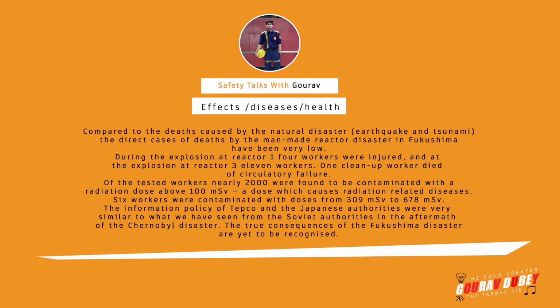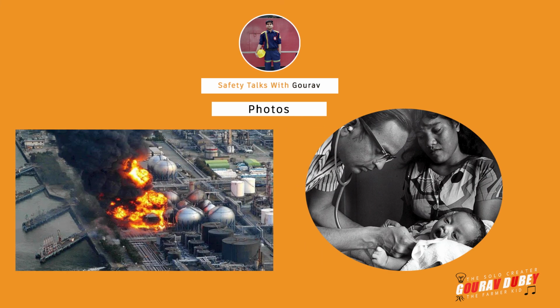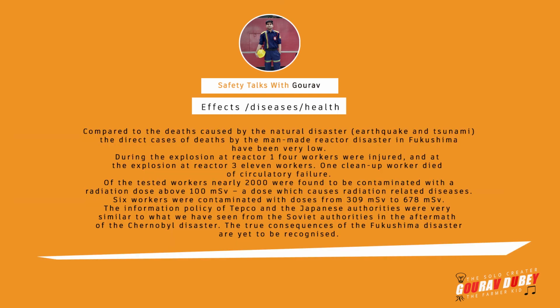So then we discuss our next topic, that is effects, diseases, health. Compared to the deaths caused by the natural disaster, the earthquake and tsunami, the direct deaths caused by the man-made reactor disaster in Fukushima have been very low. During the explosion at reactor 1, 4 workers were injured, and at the explosion at reactor 3, 11 workers. 1 cleanup worker died of circulatory failure. Of the tested workers, nearly 2,000 were found to be contaminated with a radiation dose above 100 mSv, a dose which causes radiation related diseases.